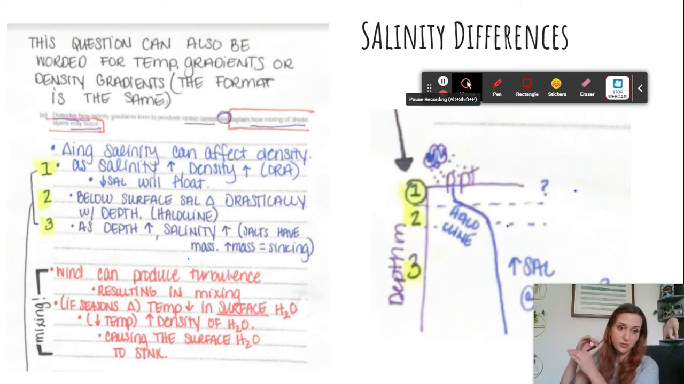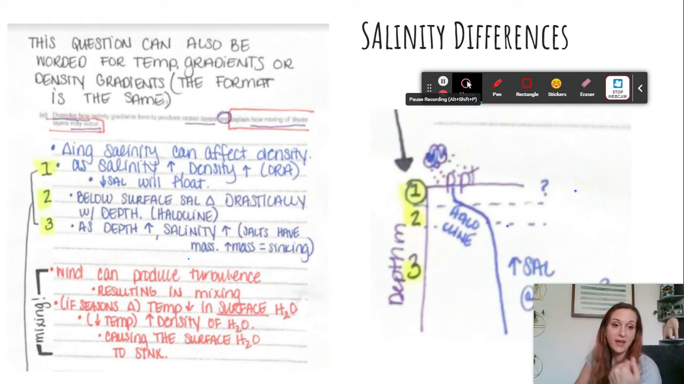So salinity is typically low at the surface. If the question said explain, you would put there could be an influence of freshwater runoff, precipitation, or melting of sea ice, and that will dilute the water. But it didn't say explain, it's just describe. So below the surface layer, you're going to have your mixed layer. It's where the halocline is. So you have a layer of water that has the greatest change in salinity with depth.